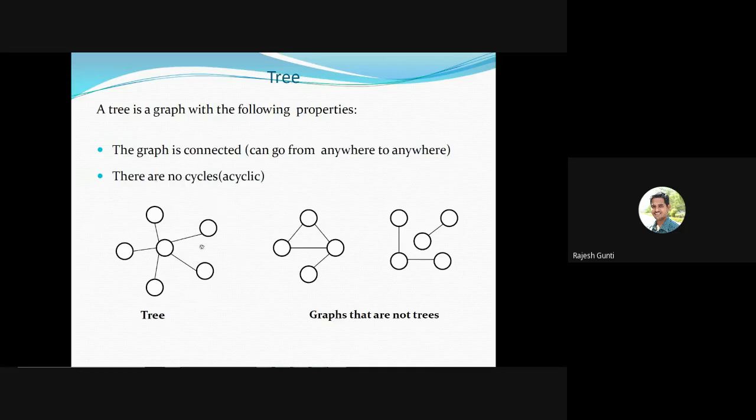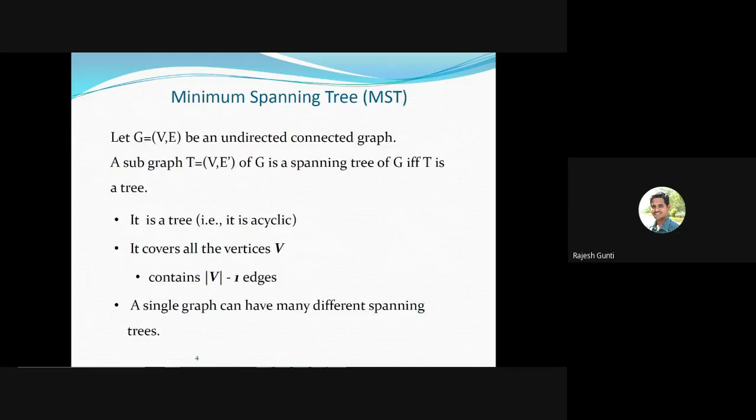What is a minimum spanning tree? That is very important. Let G = (V, E) be an undirected connected graph. A subgraph of G is called a spanning tree if the subgraph is a tree and it covers all the vertices of V. These two points are enough. It should be an acyclic connected graph and cover all the vertices of V.